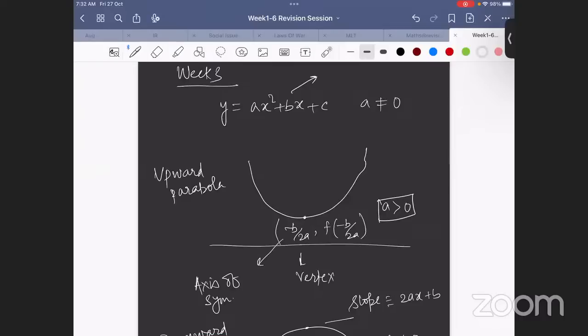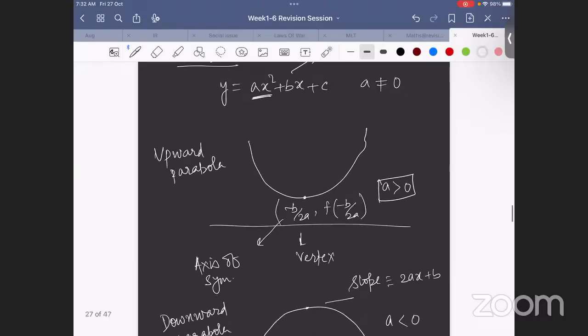Yes, sir. Okay. For any quadratic equation that you have, it will be in the form ax square plus bx plus c. The coefficient of the higher degree, or the leading term, if a is positive, the parabola will go upward. This is the basic information that we should know about the quadratic equation. And if a is negative, then it will go downward.